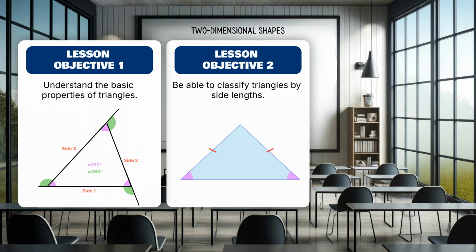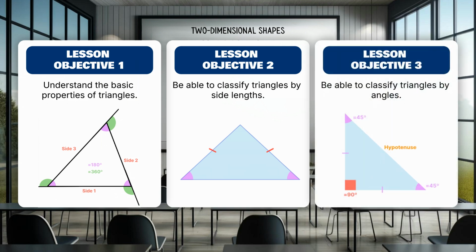equilateral triangles have three sides of equal length, and each interior angle is 60 degrees. In isosceles triangles, two sides are of equal length and the angles opposite those sides are also equal. And in scalene triangles, all sides and all angles are of different lengths and degrees respectively.